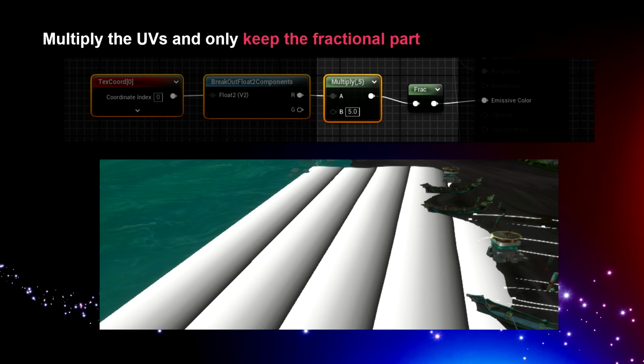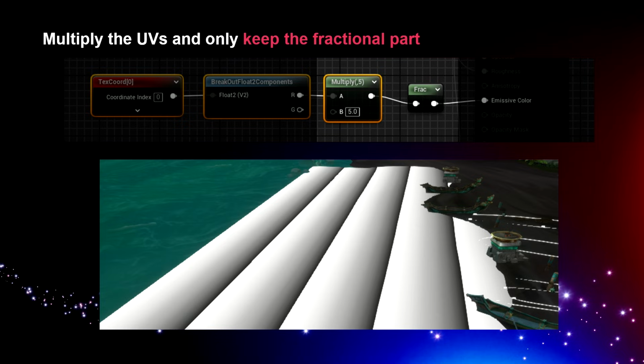Now, if we multiply this U component by a value greater than 1, much like when we're tiling textures, we will be tiling our gradient pattern. However, the numerical values being output by the multiply node here will no longer be from 0 to 1. For example, if we multiply it by 5, they will be from 0 to 5. But we do want to make sure that our data remains between 0 and 1 because we want to drive a system with these values from 0 to 1.